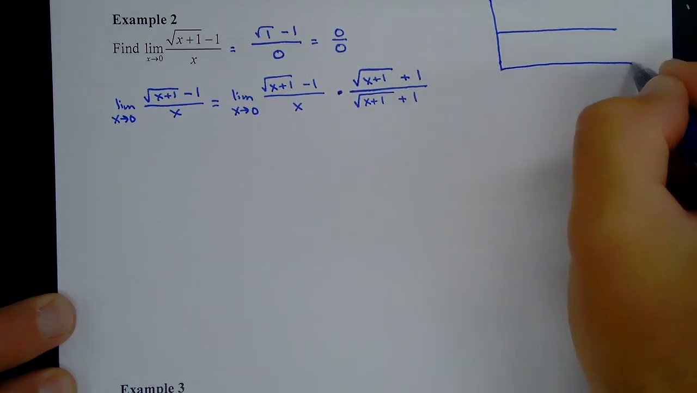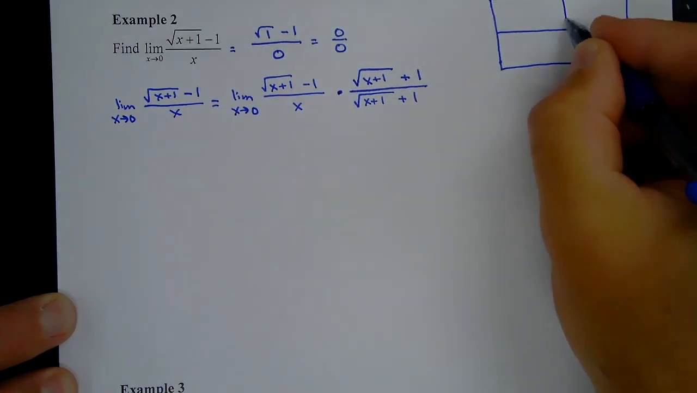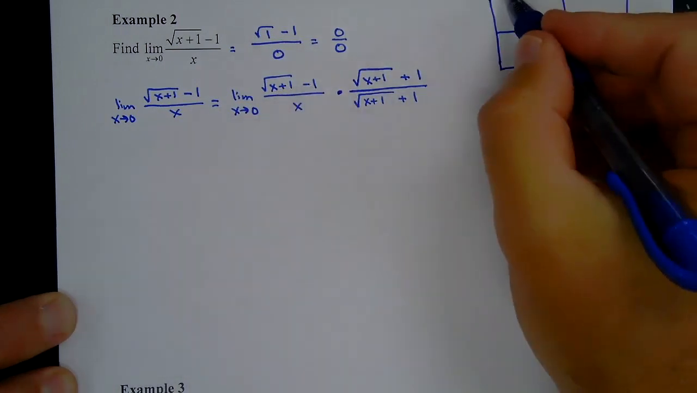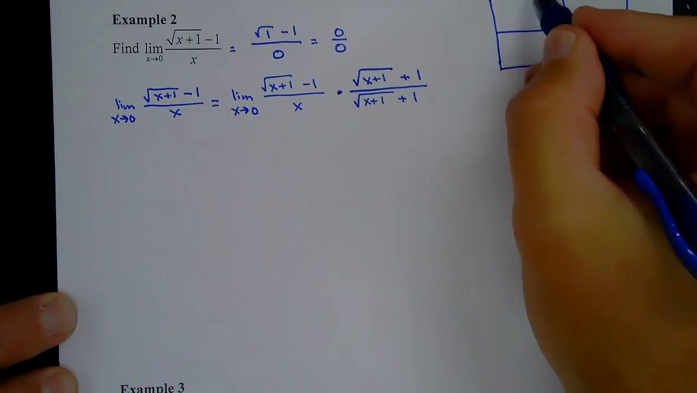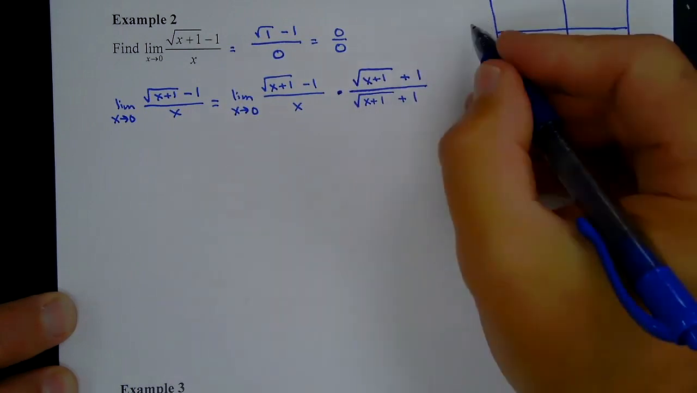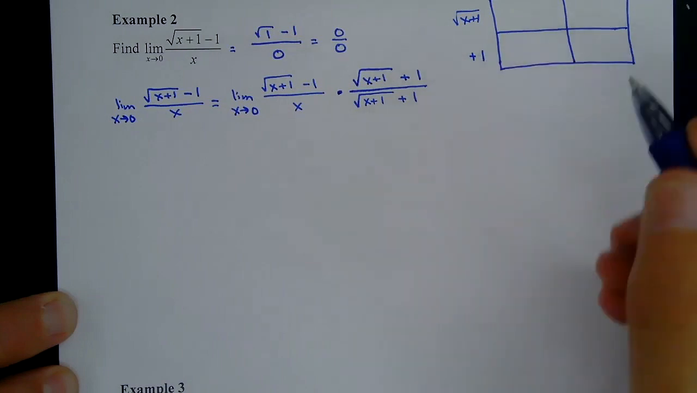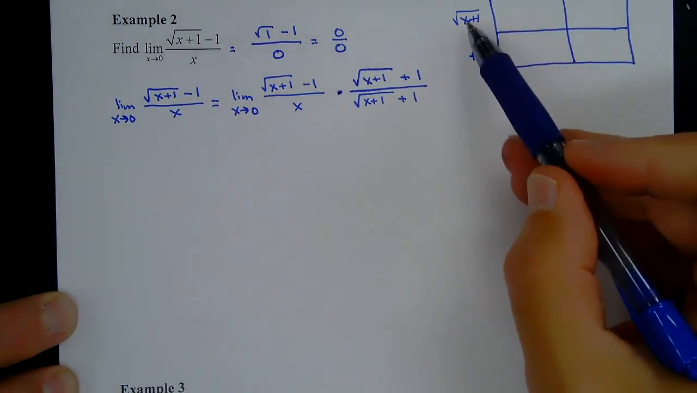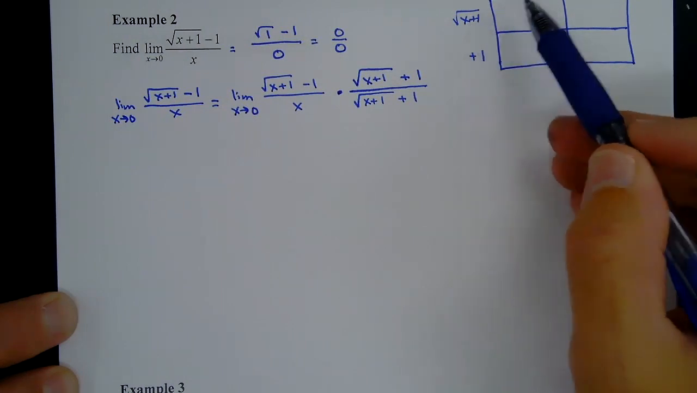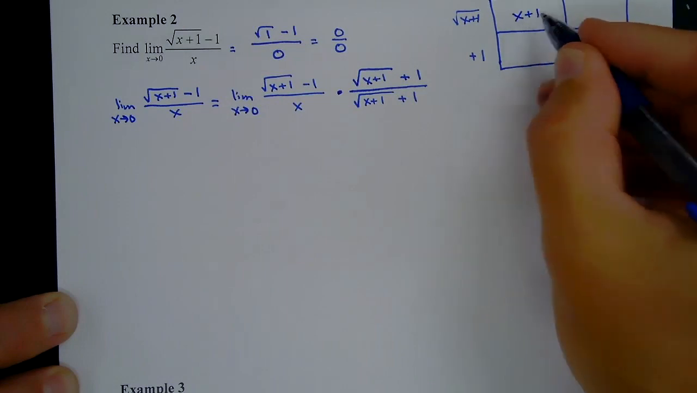I'm going to make it a little bit long because it's square roots. Hopefully some of this stuff is coming back to you. So I'm going to take the square root of x plus 1 minus 1, and multiply it by the square root of x plus 1 plus 1. The square root of x plus 1 times the square root of x plus 1 would be the square root of x plus 1 squared, which just cancels the square root, and you'd be left with x plus 1.